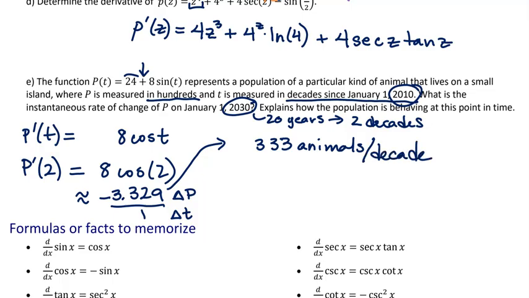So to say it all, I would say that on January 1st, 2030, the population is increasing at a rate of 333 animals per decade. Okay, so there are a bunch of examples. So it's basically just continuing to do the same types of problems we've been doing. We're just adding new shortcuts that we can use to find the derivatives more quickly.